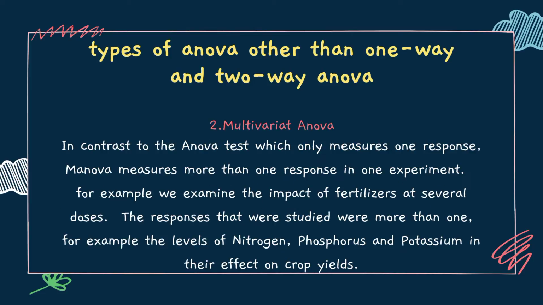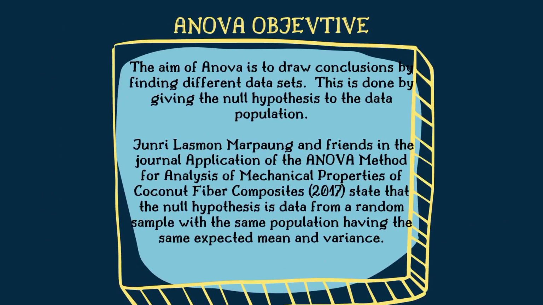And the second is multivariate ANOVA. In contrast to the ANOVA test, which only measures one response, MANOVA measures more than one response in one experiment. For example, we examine the impact of fertilizers at several doses. The responses studied are more than one, for example the levels of nitrogen, phosphorus and potassium in their effect on crop yields.